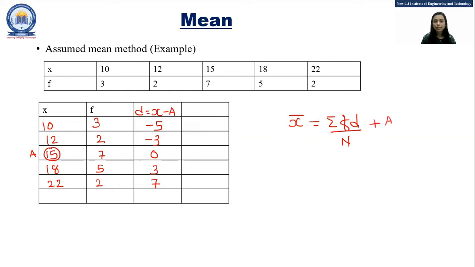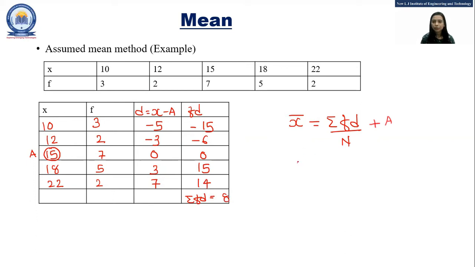Now we require sigma fd. So for that we have to calculate f into d. Minus 5 into 3, that is minus 15, minus 3 into 2, that is minus 6, 0, 5 into 3, that is 15, and 2 into 7, that is 14. So sigma fd is equal to 8.